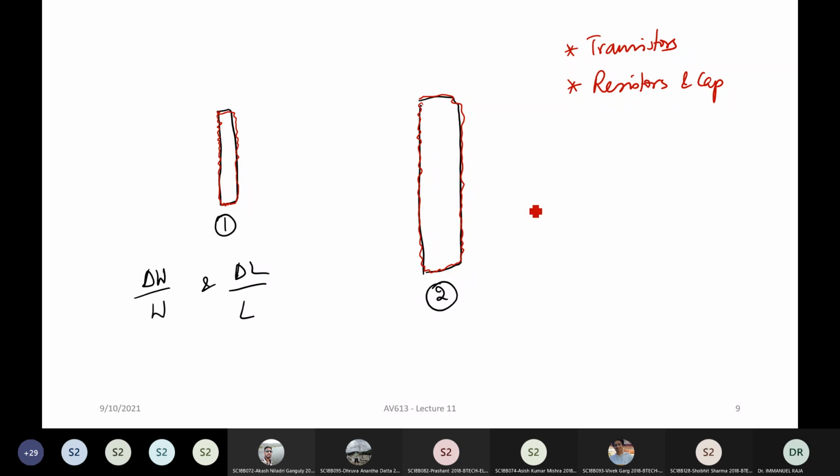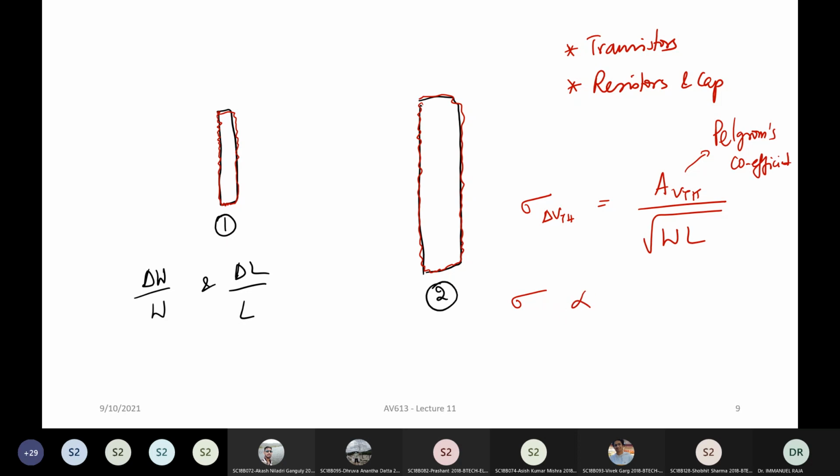Okay, so we define what is called the standard deviation of, let's say, delta W, or for example, delta VTH of a transistor. It has a certain coefficient which is called the Pelgrom's coefficient, divided by root of W into L. In other words, we are just saying the sigma of delta VTH is inversely proportional to the root of area.